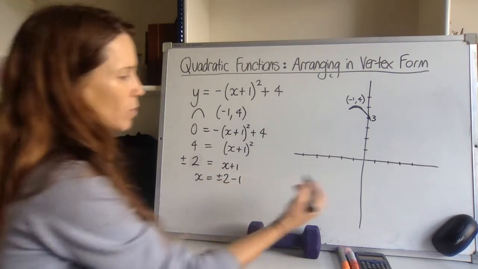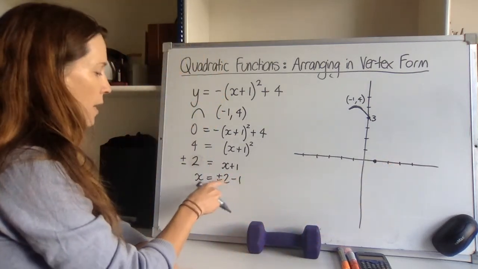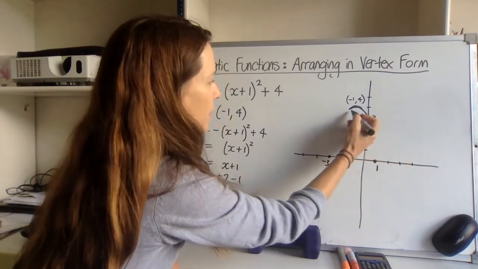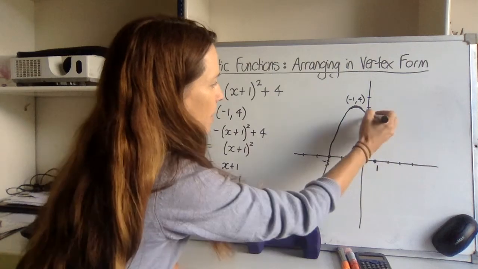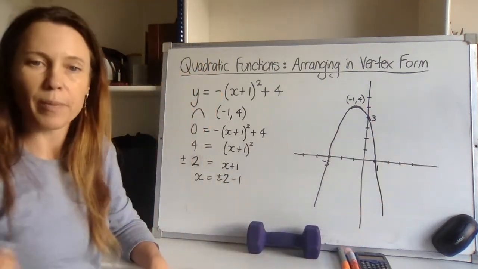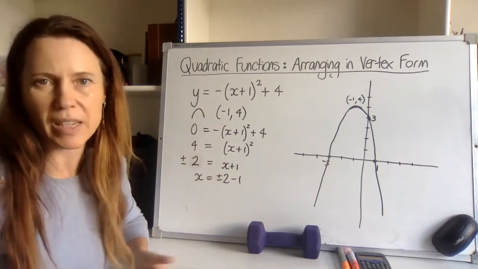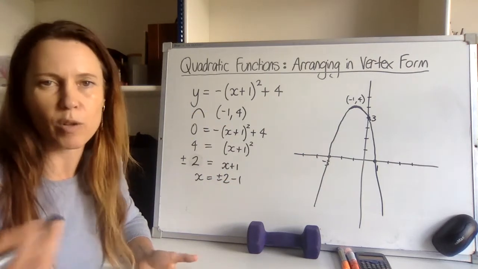So if it's 2 minus 1, it'll be 1. And if it's -2 minus 1, it'll be -3. So now we've got our intercepts, and we can go ahead and draw the rest of our graph, and we're finished. Now I think that this working is probably the easiest, most straightforward way to do it, but there's always more than one way to do something.